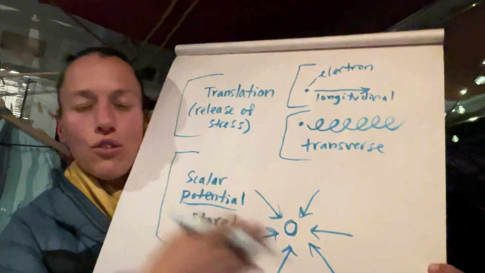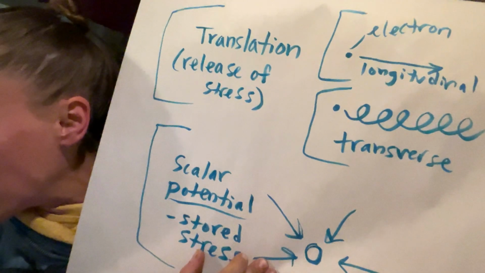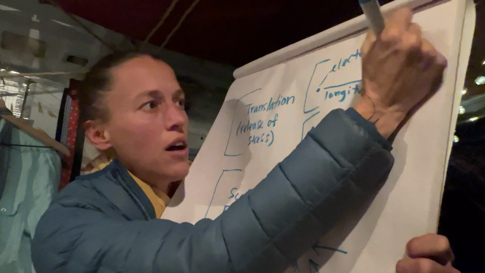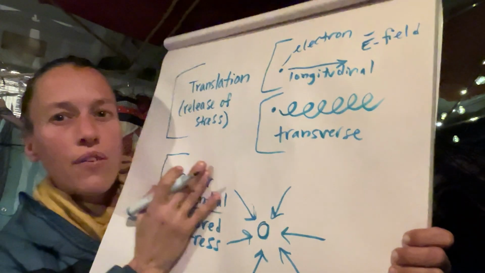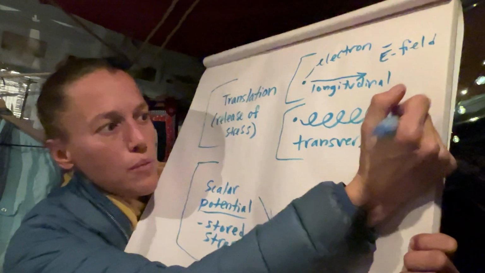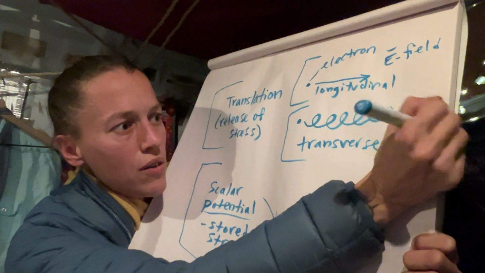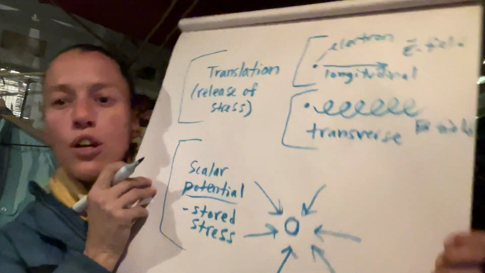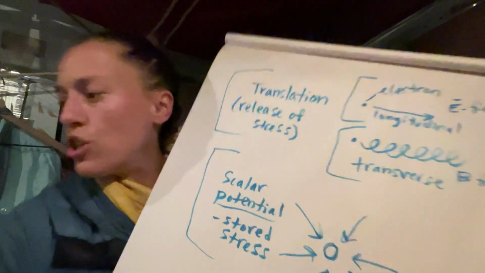And then we have this scalar potential as stored stress. This is also the E field, he calls it. I can't tell you what that is yet. And this is the B field. You can see that I'm kind of going off the edge here. So that's that. I just wanted to look at that first.